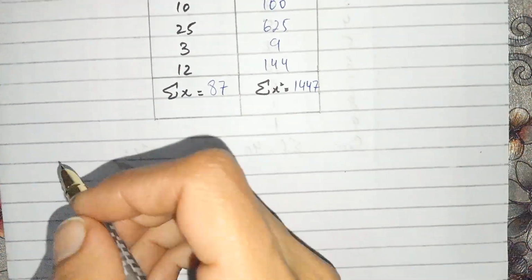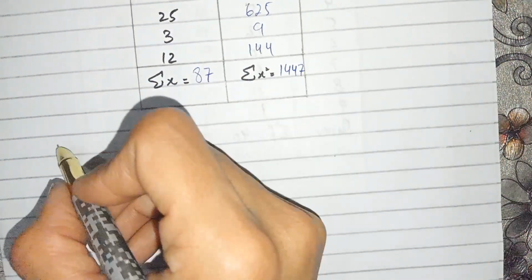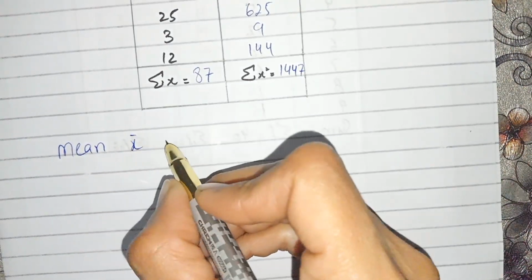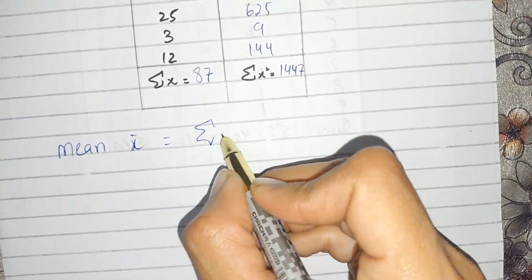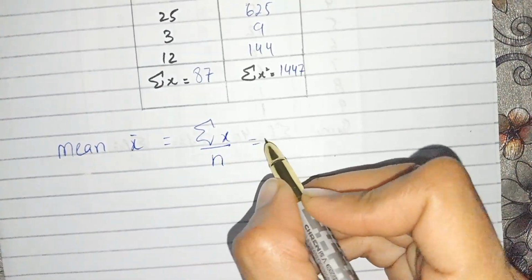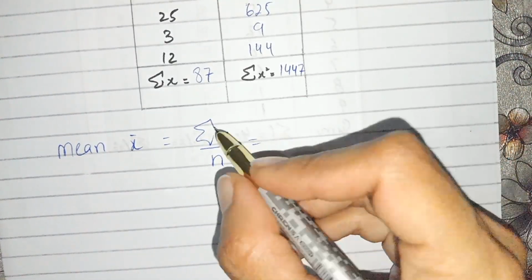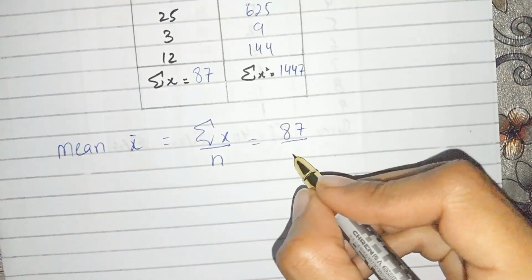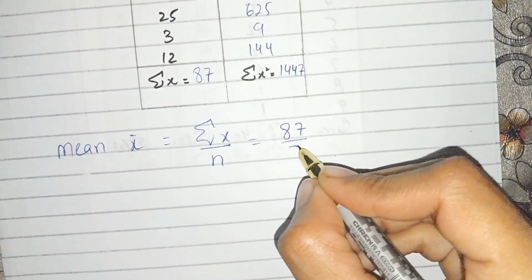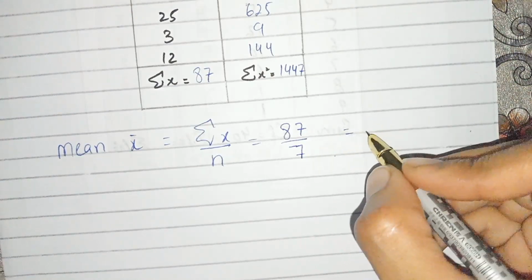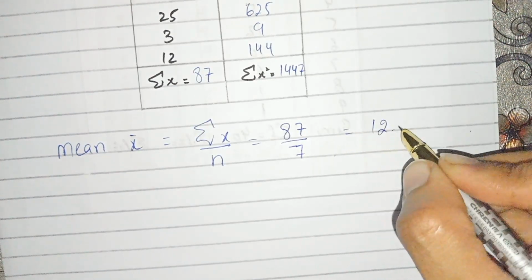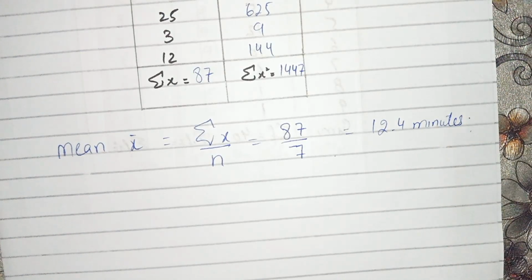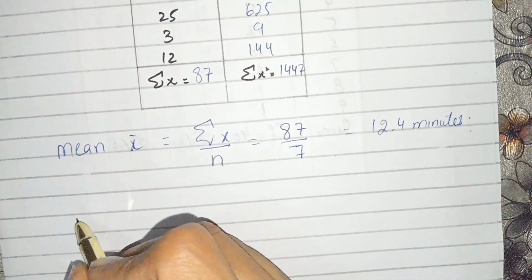And now we have to take the mean of it. For the mean of ungrouped data, the formula is sum of x over total number of values. The sum of x is 87 and the total number of values is 7. By dividing it, we get 12.4 minutes. And now we have to find the standard deviation.